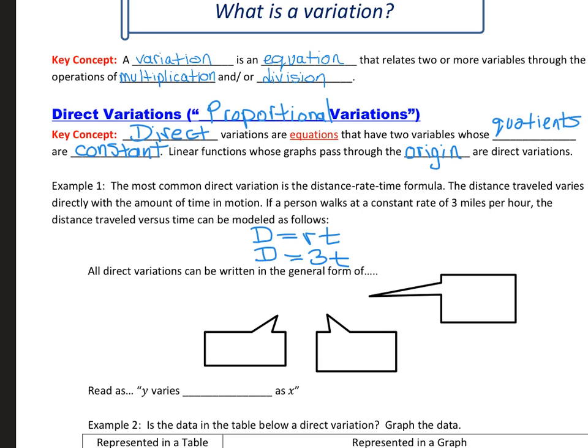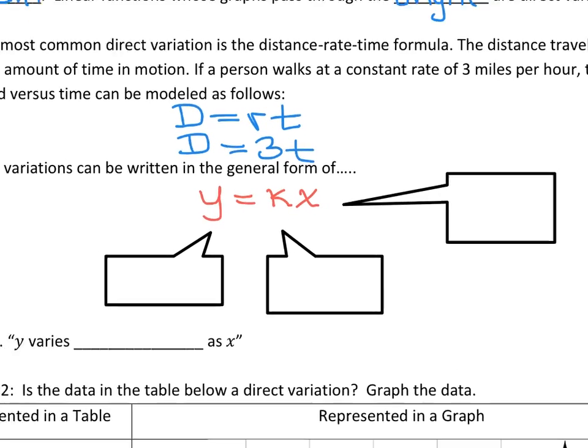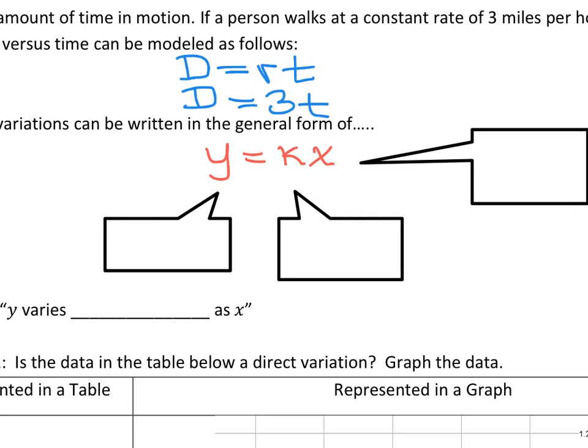All direct variations can be modeled in a generic way as y equals k times x. So if I zoom in here, of course, this y is our output, and x is our input. And it's difficult for me to write, but this k is lowercase, and k is the constant of proportionality.